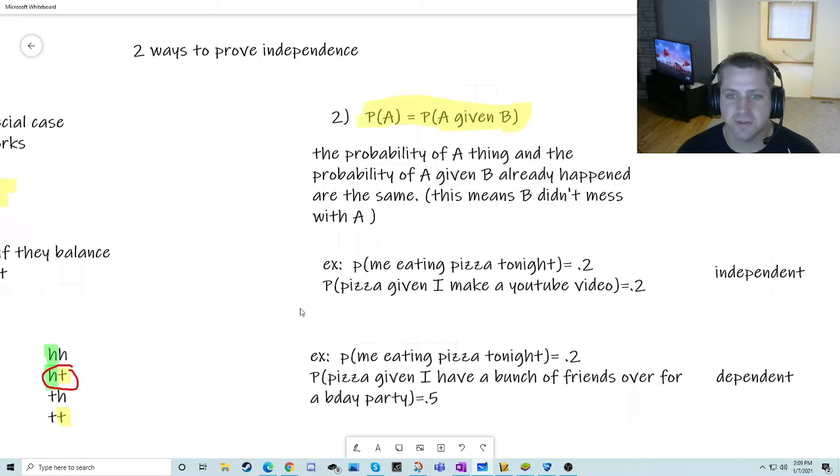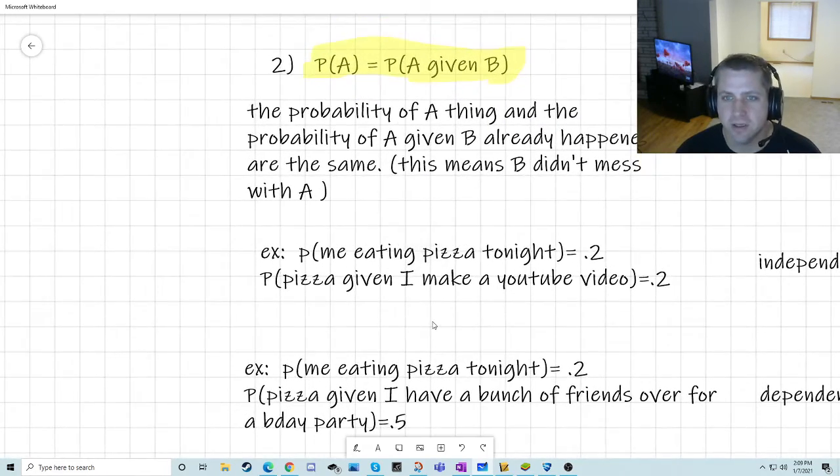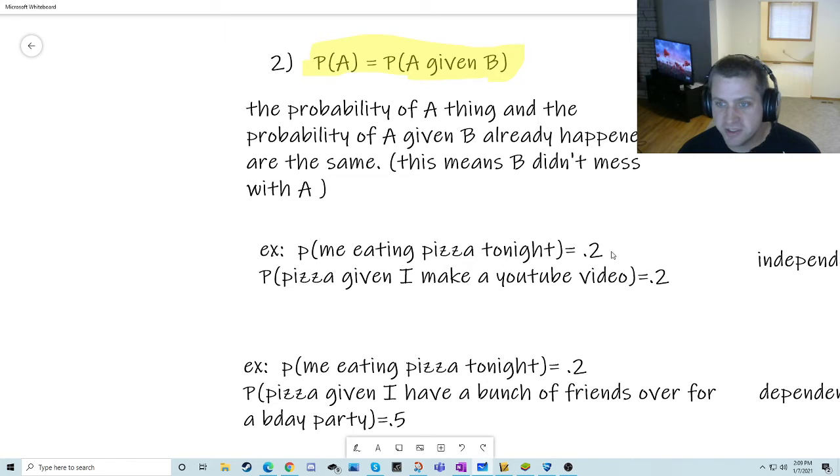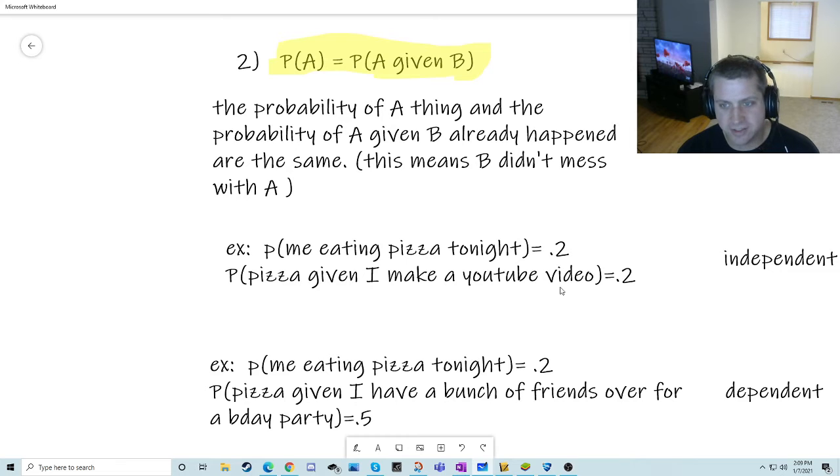So an example in real life of this would be like, okay, probability of me eating pizza tonight is 0.2. It's my birthday, so it might happen. The probability I eat pizza tonight, given I make a YouTube video, which I'm doing, still 0.2. So in this case, did the YouTube video really change the pizza? No. YouTube video did not affect. And I bet if I was to switch those around, the probability I make a YouTube video has something to do with the fact if I made pizza tonight? No, that's not going to happen either. So these will be independent. It doesn't matter. This whole given I make a YouTube video, it didn't affect anything.